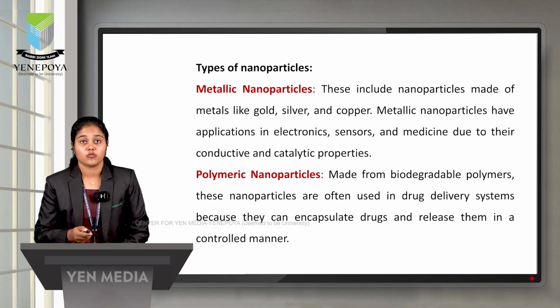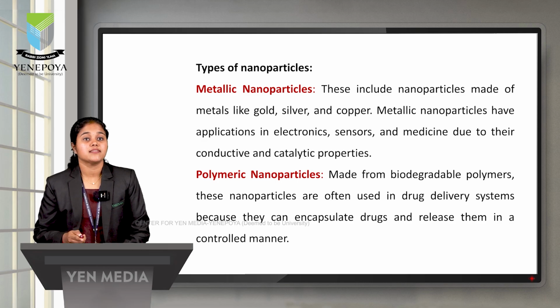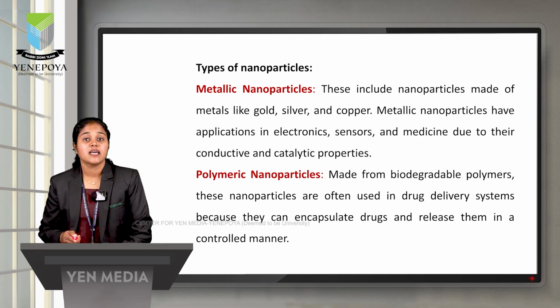Metallic nanoparticles include nanoparticles made up of metals like gold, silver and copper. Metallic nanoparticles have applications in electronics, sensors and medicine due to their conductive and catalytic properties. So, due to these properties, they are applicable for medical purposes also. Usually the metals used are gold nanoparticles, silver nanoparticles, copper nanoparticles. So, they are named like that.